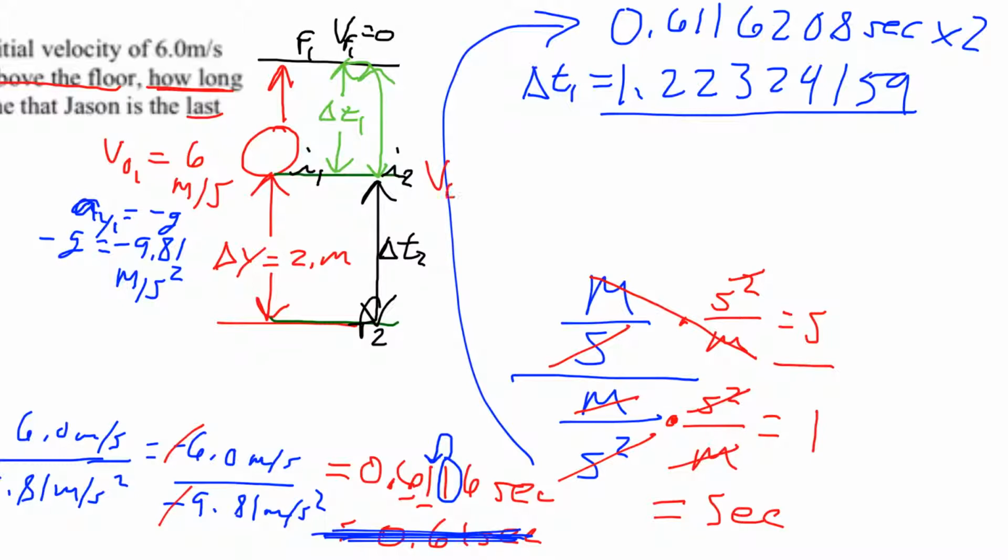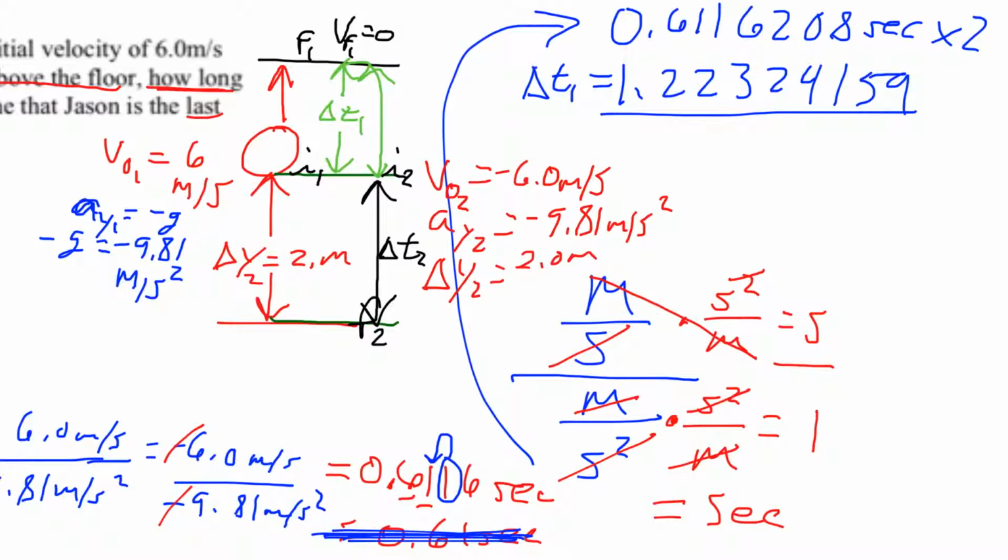The initial velocity of trip 2 is negative 6 meters per second. The acceleration due to gravity of trip 2 is still going to be negative 9.81 meters per second squared. We know the displacement of trip 2 is equal to 2 meters. And so that's 3 pieces of information about trip 2, and we can find everything else. And what we want to find is our delta t for trip 2.